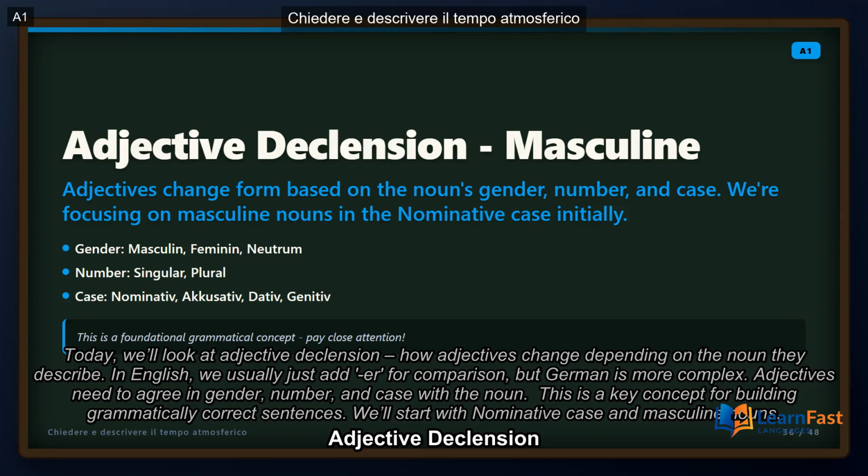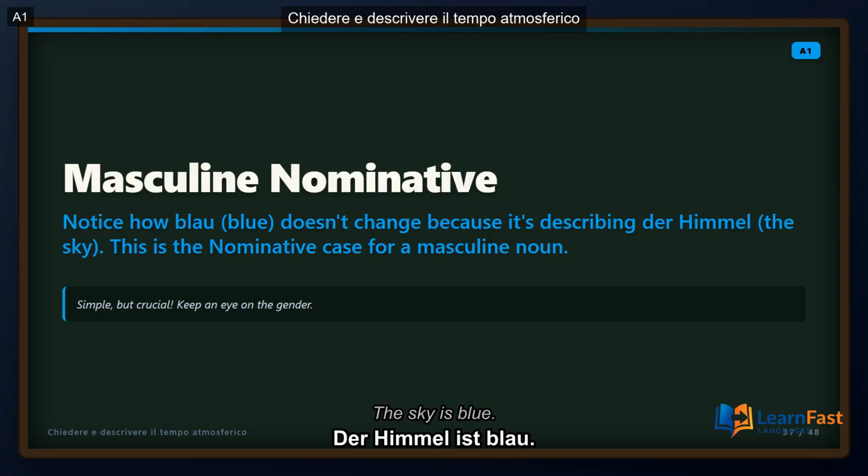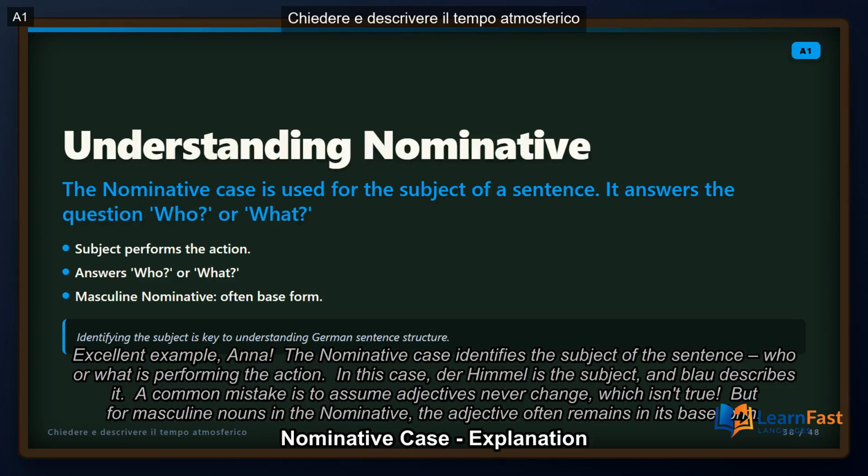We'll start with nominative case and masculine nouns. Der Himmel ist blau. Excellent example, Anna. The nominative case identifies the subject of the sentence, who or what is performing the action. In this case, "der Himmel" is the subject and "blau" describes it. A common mistake is to assume adjectives never change, which isn't true. But for masculine nouns in the nominative, the adjective often remains in its base form.